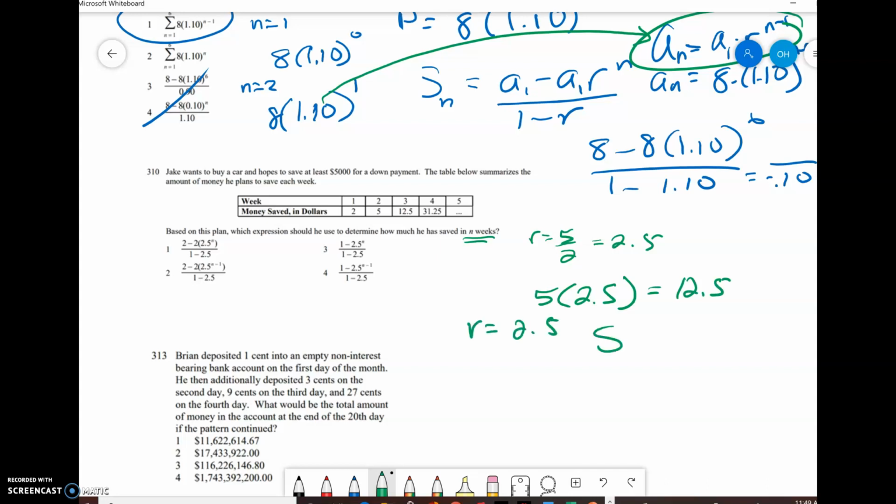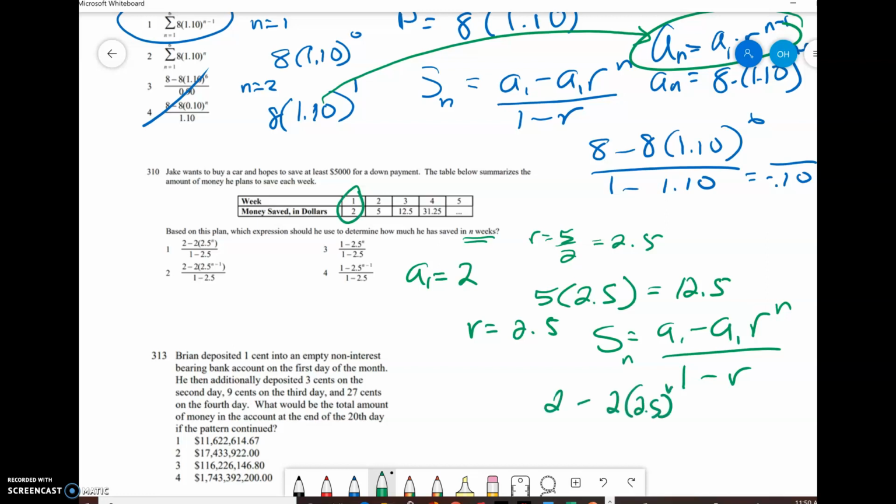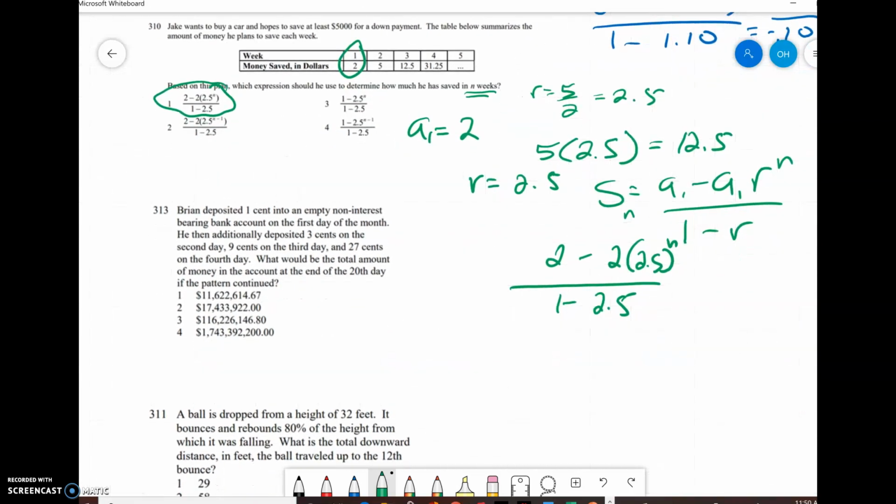All right, so you know that the sum formula for a geometric sequence, S sub n, is a sub 1 minus a sub 1 times r to the n over 1 minus r. If I were to set that up, a sub 1 here is 2, because that's from the table, week 1. So it's 2 minus 2 times 2.5 to the n, all over 1 minus 2.5. And the only one that fits the bill here, I believe, is number 1. Okay, so that's pretty much it. Pretty easy.